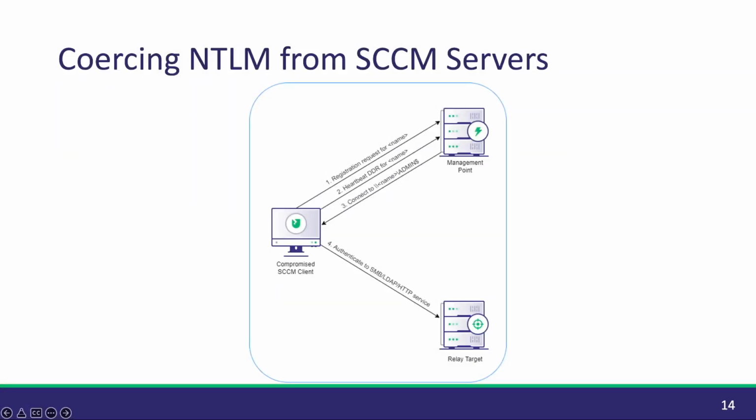So here's what the attack looks like. We're going to be focusing on the box on the right. Our compromised SCCM client, where we're going to be running SharpSCCM, is going to create that registration request for an arbitrary name to the management point, then send a heartbeat DDR for that name that has our inventory saying that the client is not installed on that machine, and then the management point is going to try to connect to that machine, and that will cause the NTLM authentication that we can then relay to the service and target of our choosing.